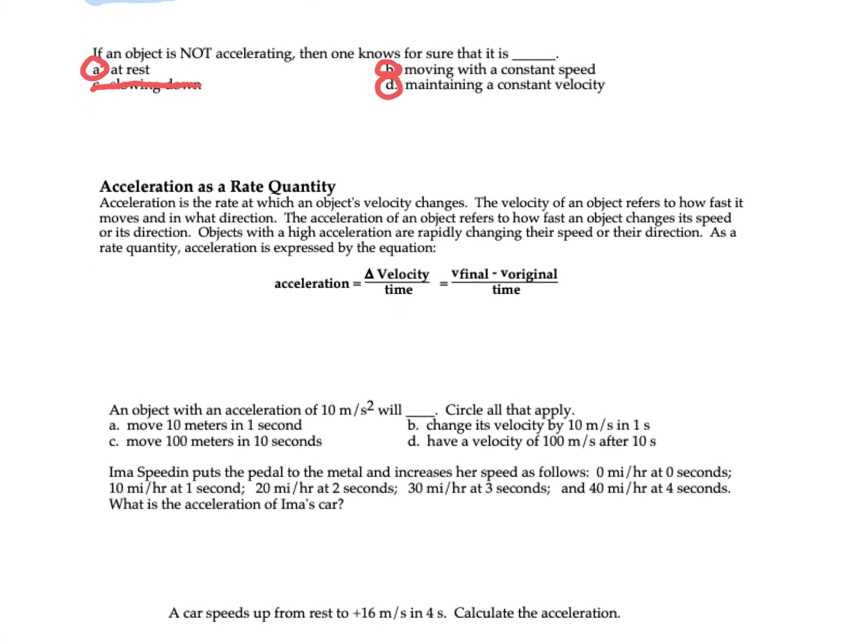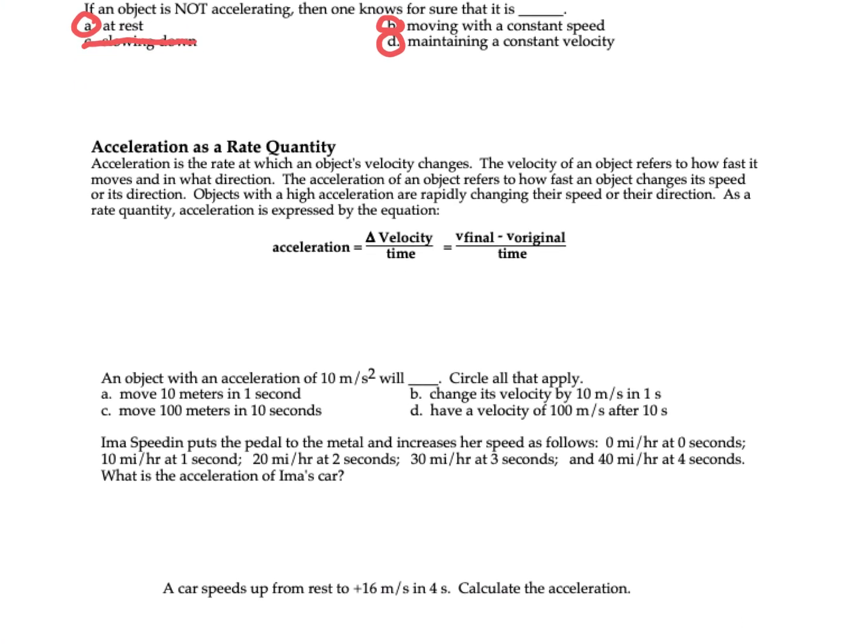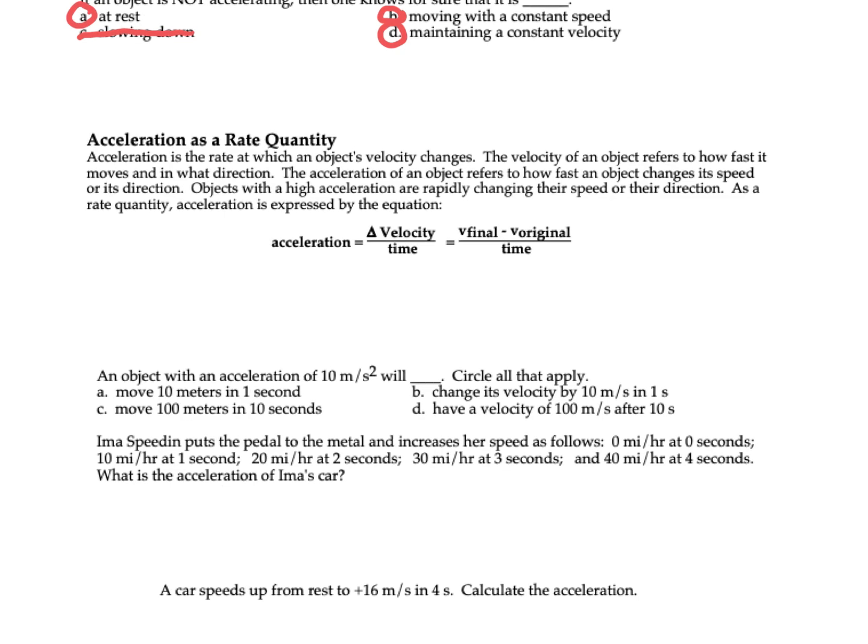So the next thing we have to talk about here is acceleration as a rate quantity. So here's my formula for it, written out. It looks a little bit different sometimes than it does in the text. But acceleration equals delta V over t. And using the variables we were using the other day, that would be V_f minus V naught, or original, over time.